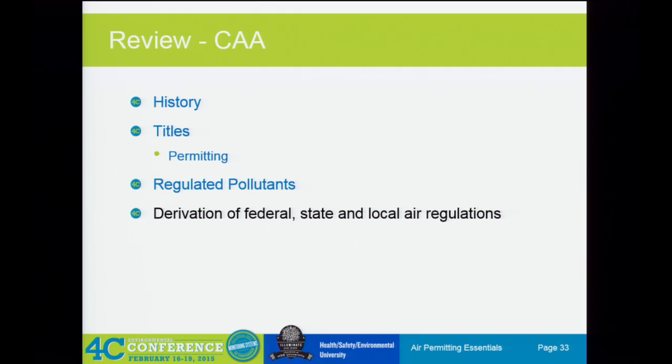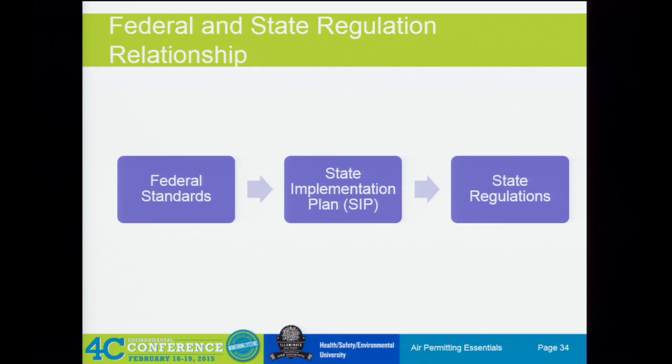So that gives us the history, the titles, and regulated pollutants, and now we're going to talk a little bit about the derivation of the federal, state, and local air regulations. We've got federal standards that were established by the Clean Air Act, and the Clean Air Act also established our state implementation plans. As a result of the federal standards, we've got our state implementation plans, which are a collection of the state regulations used to be in compliance with the federal standards. And so it's kind of a linear relationship.